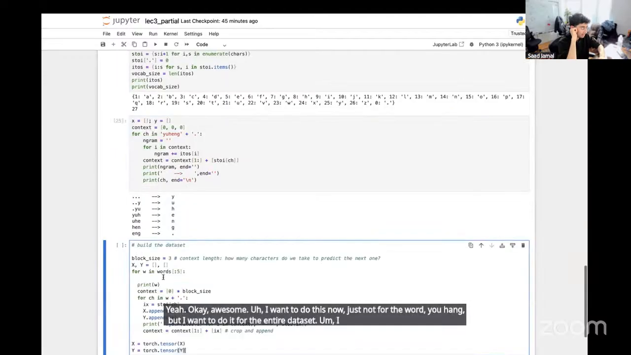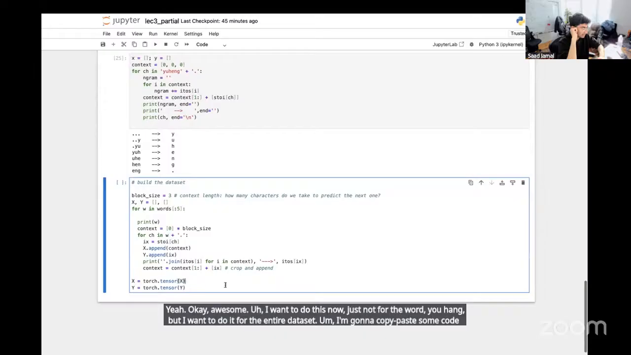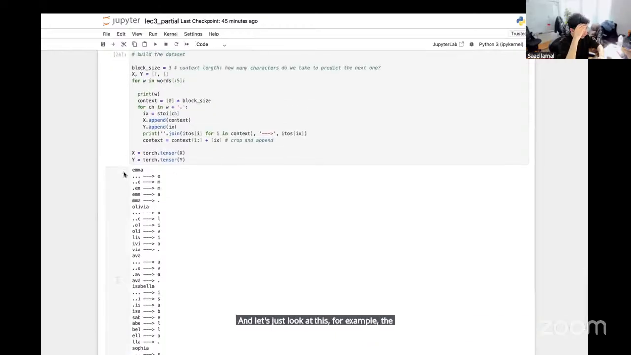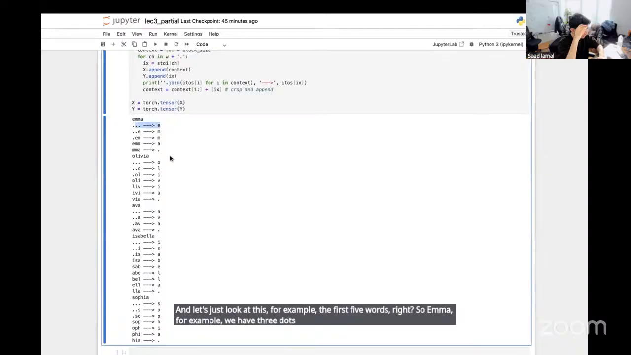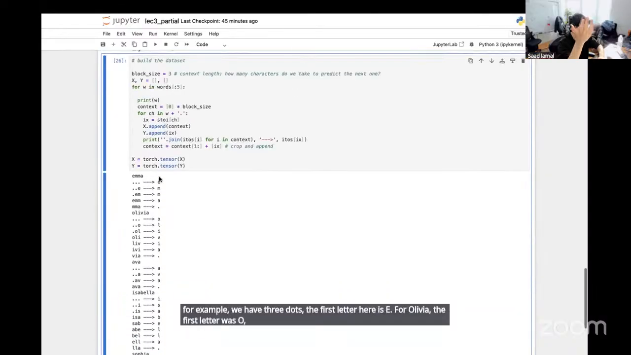I'm going to copy paste some code. It's basically exactly similar to what we've done before, but I'm just going to make it generalized. So I'm going to set the block size as a variable. It's going to be 3 right now. And let's just look at, for example, the first 5 words. So Emma, for example, we have three dots. The first letter here is E. For Olivia, the first letter was O, right? We're kind of doing the same thing.